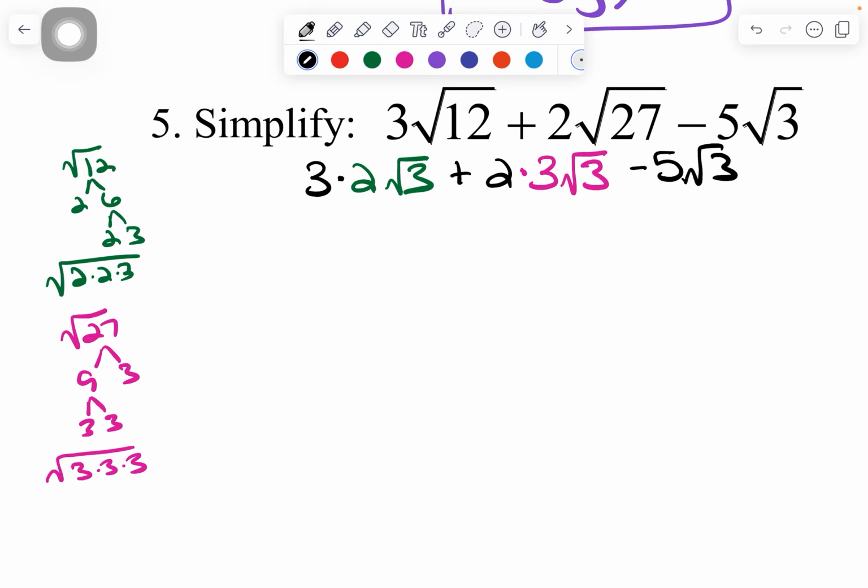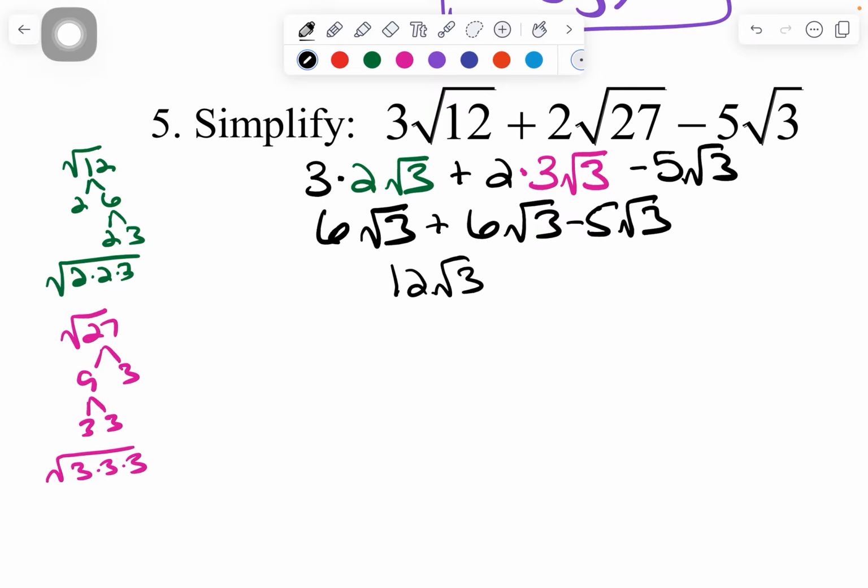Let's multiply what we can. So 3 times 2 here and 2 times 3 here. So 6 root 3 plus 6 root 3 minus 5 root 3. 6 plus 6 makes 12 root 3. Minus 5 root 3, 7 root 3.